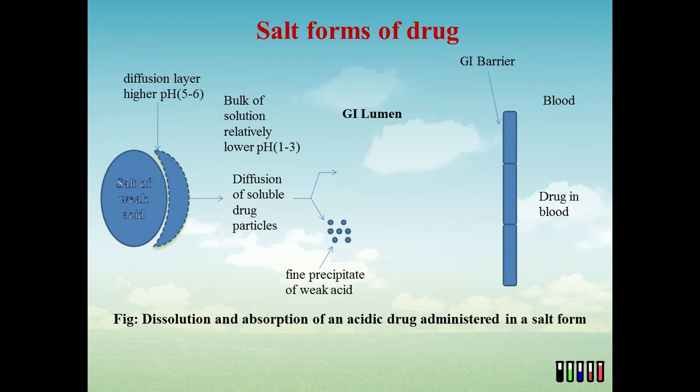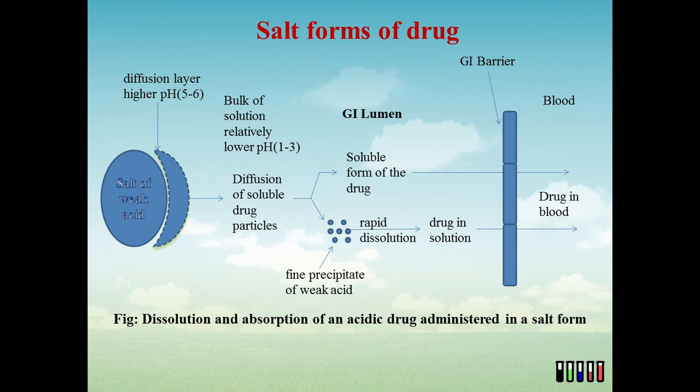One condition: if the pH is in the 1 to 3 range, then a fine precipitate of the weak acid will be possible in the stomach. Then the drug will go in a solubilized state, and if it does, it will easily cross your GI barrier and enter into your blood, or we can say plasma. If fine particles, then rapid dissolution is also possible for those fine particles. Then the drug is in solution and may also enter into your blood.